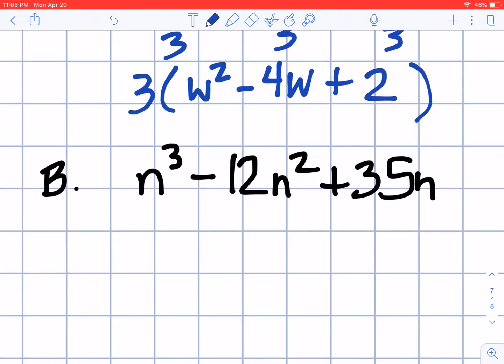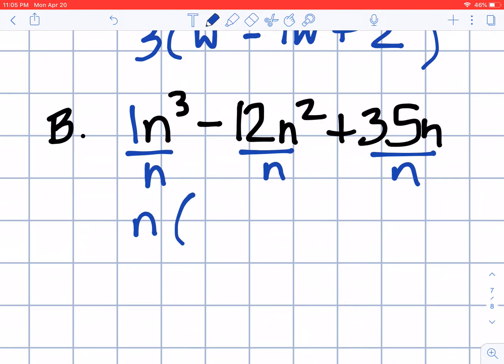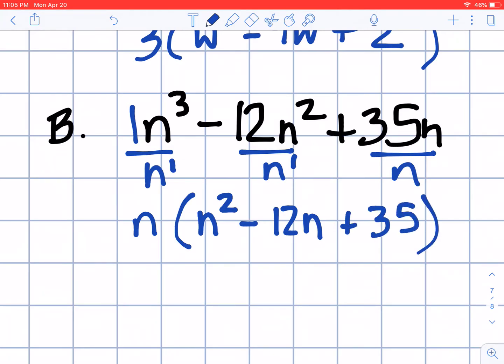Not only look for numbers, but also look for the variable. So notice the 1, the 12, and the 35, nothing there to divide through by, but I can divide them each by n. Again, put the n in front. Remember the rules about exponents. We subtract those, so we get n squared minus, again, the n to the first divided into the n squared just gives you 12n. And then here we end up with just a 35.